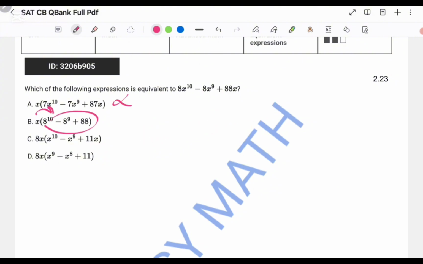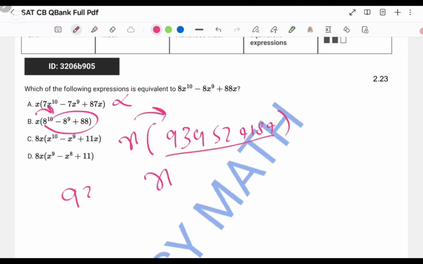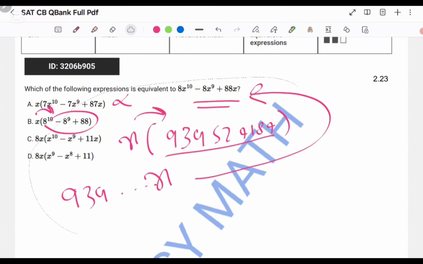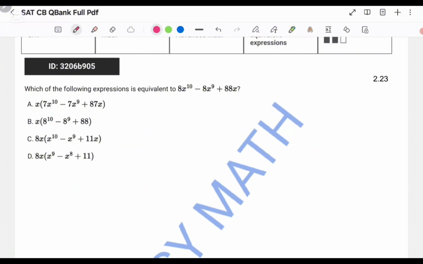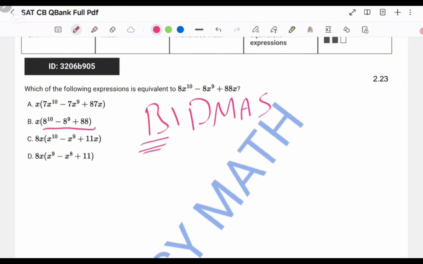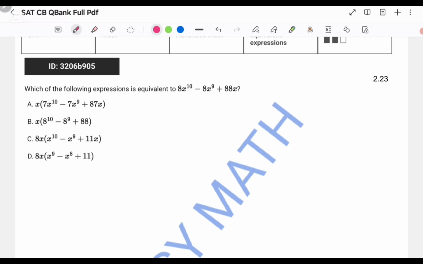8 power 10 minus 8 power 9 plus 88. That's going to leave me with some very enormous big number, which is 939524184 multiplied by x. So it's going to be x, and then this whole thing in here. This doesn't look like this one for me. So that's a very wrong way of thinking when approaching this question. Because if you remember BODMAS, where B stands for brackets, you need to do what's in the bracket first. Here you cannot just expand, because if you're expanding, it doesn't even add up.